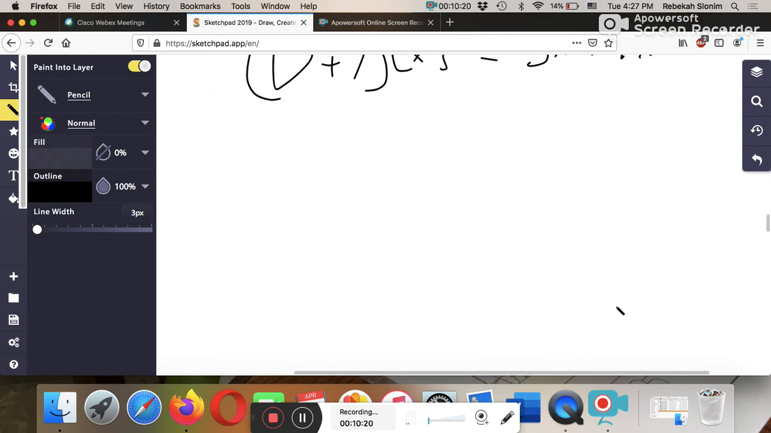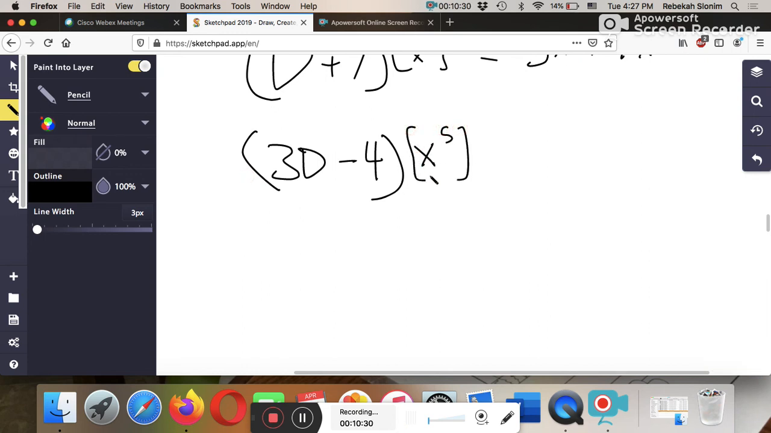Okay, maybe I could ask what is 3D minus 4 applied to x to the fifth. And maybe for some of these you should pause it and see if you can figure out what it is before I go ahead and roll on. So the derivative is going to be 5x to the fourth, and then I multiply that by 3, so I'm going to get 15x to the fourth minus 4x to the fifth.